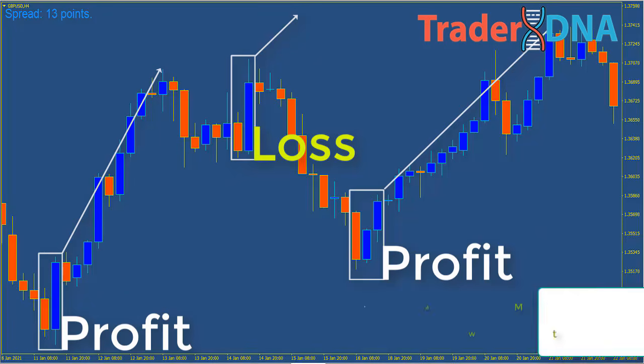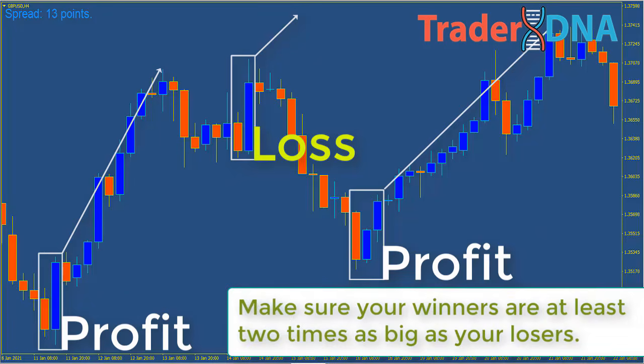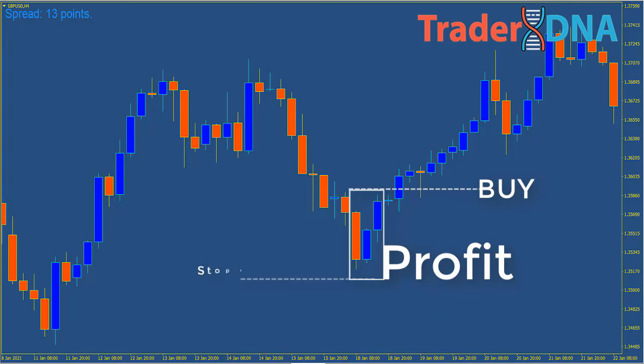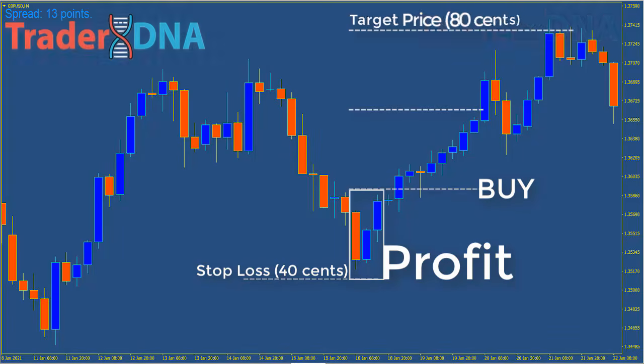A rule of thumb is to make sure your winners are at least 2 times as big as your losers, 5 times bigger is even better. Therefore, measure the distance between your entry point and where you place the stop loss. For example, if it is 40 cents, that is your risk. Your target price should be at least 2 times greater than that, or 80 cents. Therefore, hold the trade for at least an 80-cent gain to compensate yourself for the risk you've taken.